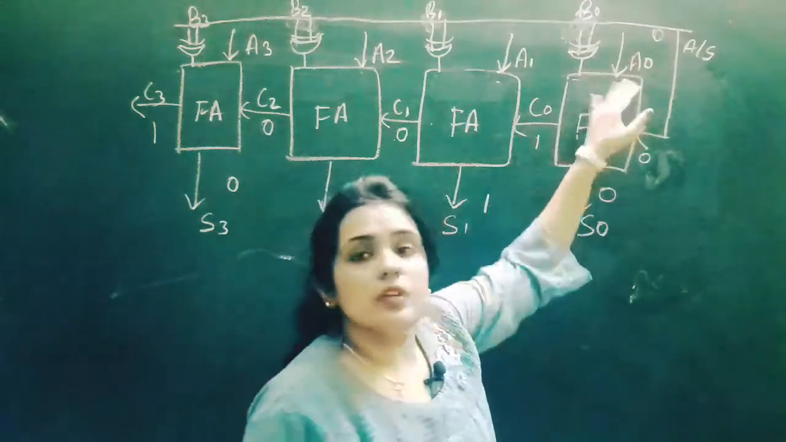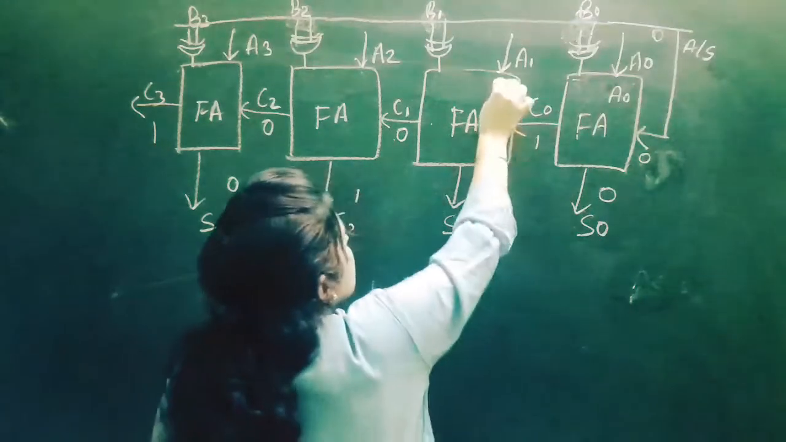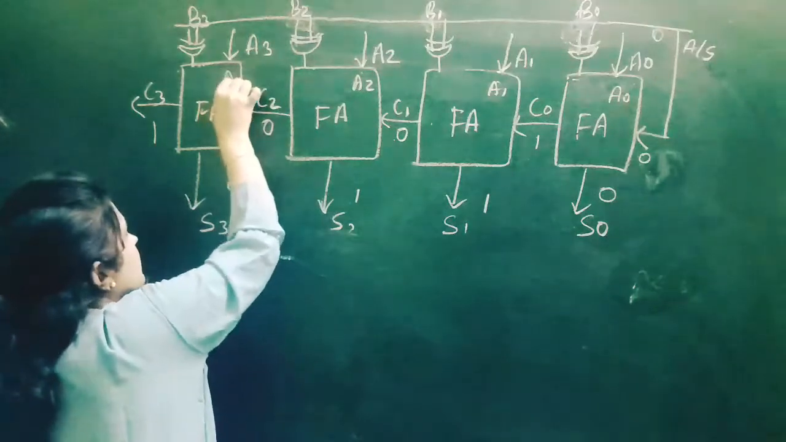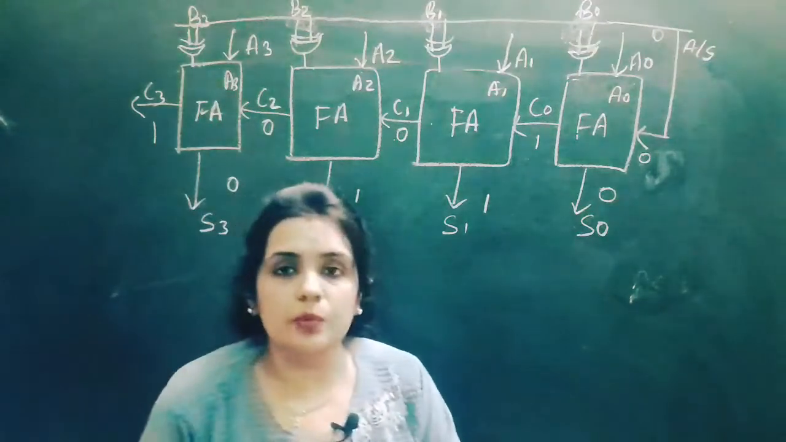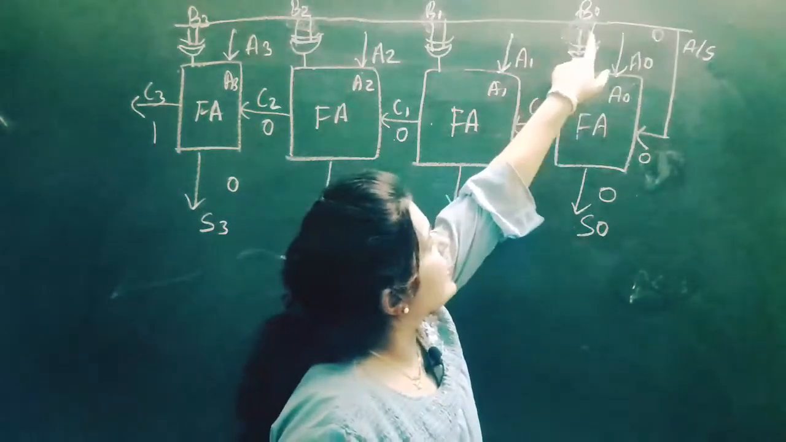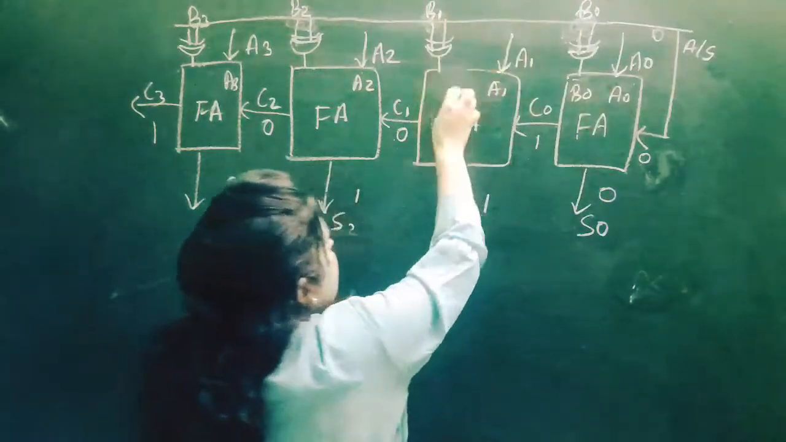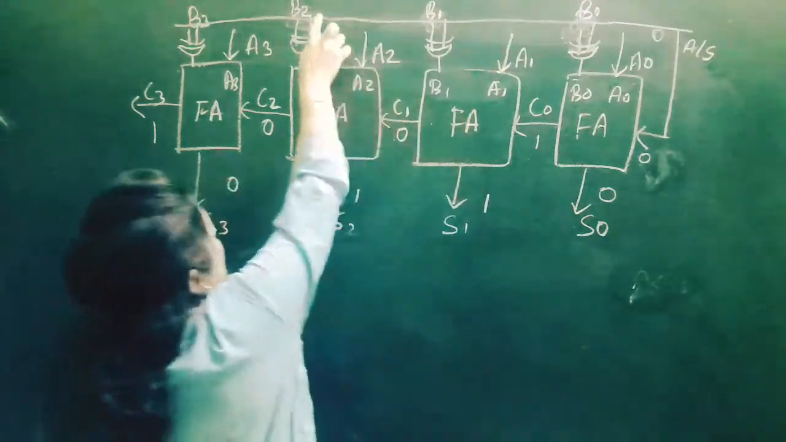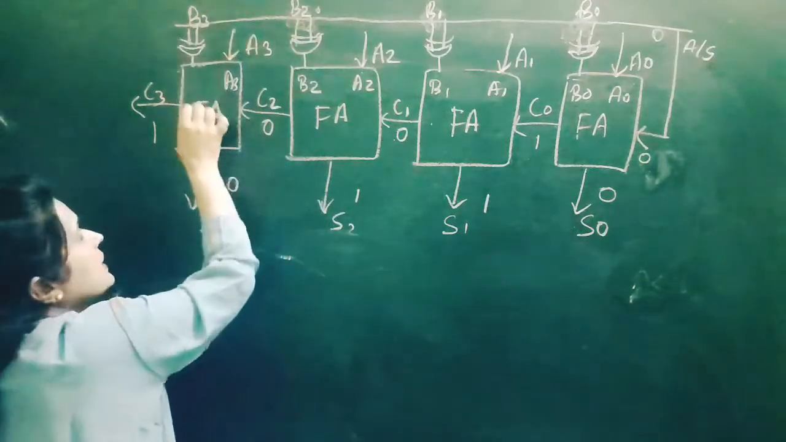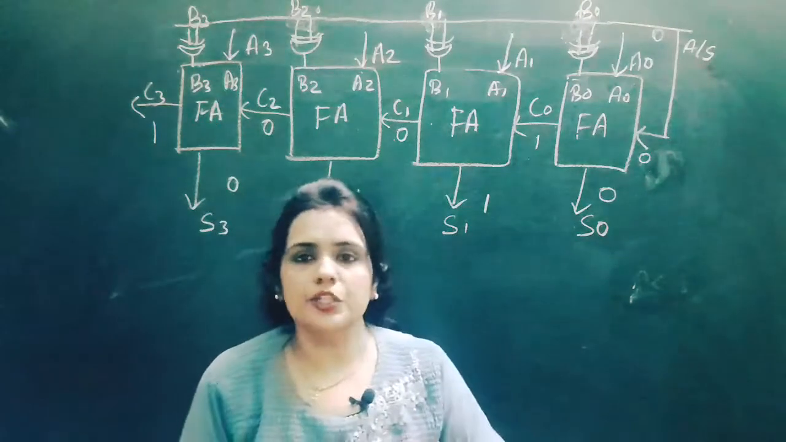Our first inputs will be A0 here, A1 here, A2 here, and A3 here. But what will be our second input? We want to perform addition, so this will be 0. So 0 XOR B0 will be B0, 0 XOR B1 will be B1, 0 XOR B2 will be B2, and 0 XOR B3 will be B3. So this circuit will simply perform addition.